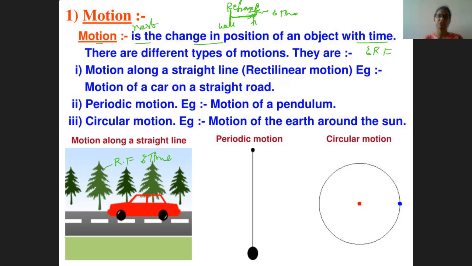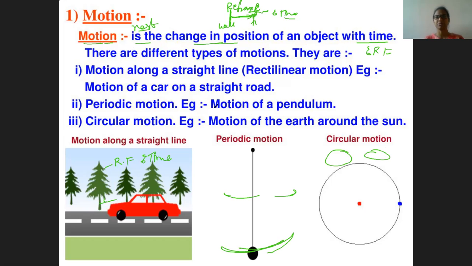Rest and motion are two different things with respect to the reference frame and time. If an object changes its position, it is called motion. If an object does not change its position, then it is called rest. In motion, there are different types of motion. In nature, we have observed that a car moves on a straight road. The pendulum oscillates like this and like this when you give it a force. And you can see how the planets move around the sun, in circular or elliptical orbits. These are different types of motion.